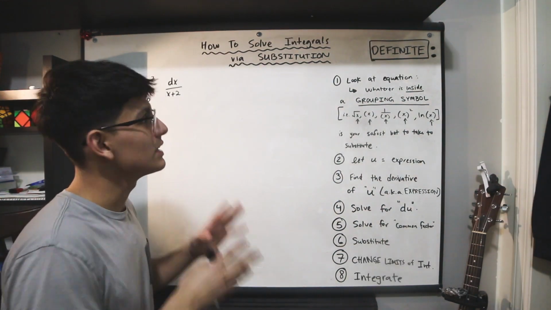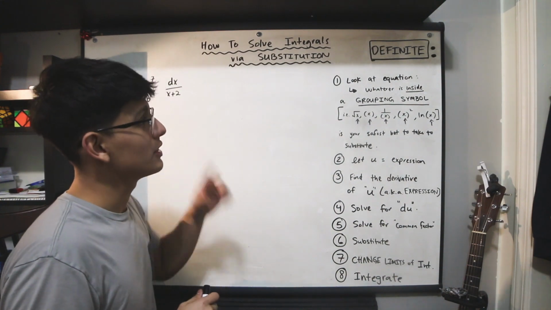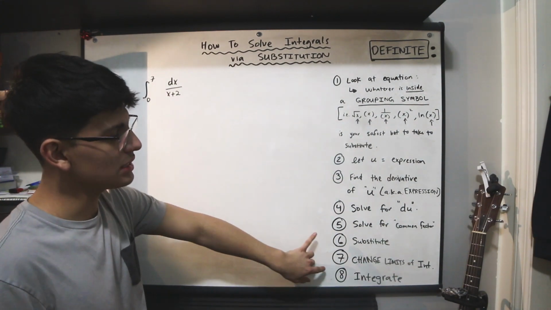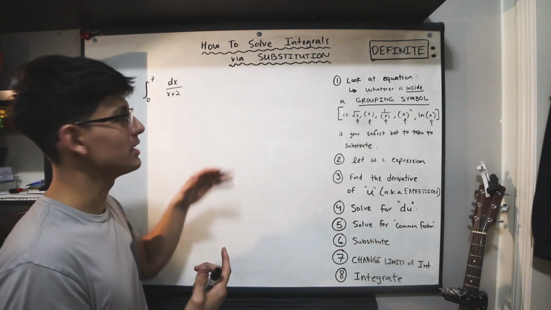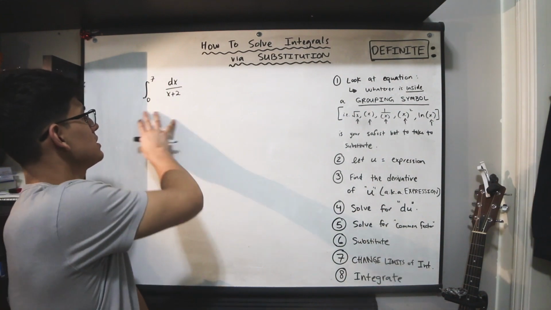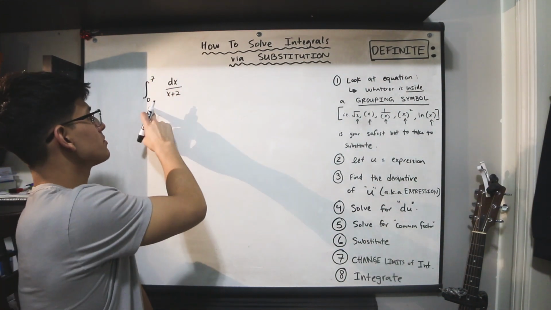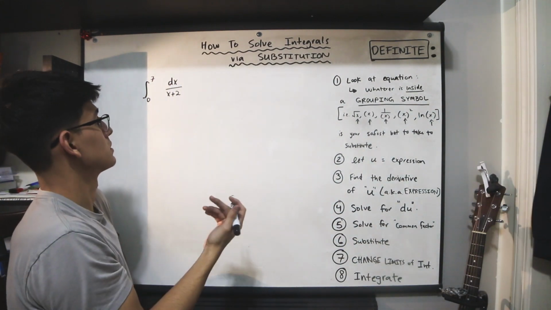So now that we know how to solve indefinite integrals via substitution, we're going to talk about how to solve integrals that are definite. Alright, so we're going to use basically the same rules, except these last steps change a little bit. And we're going to see how that plays out in this example. Alright, so this is the integral. So this is a definite integral, so it has limits of integration. So it has from 0 to 7, find the integral of dx over x plus 2.